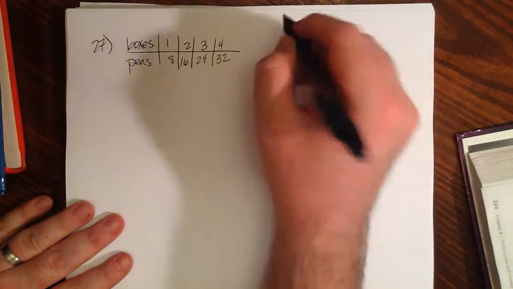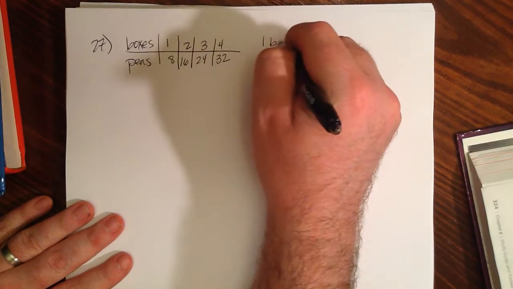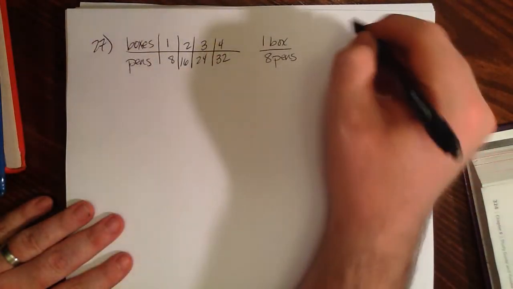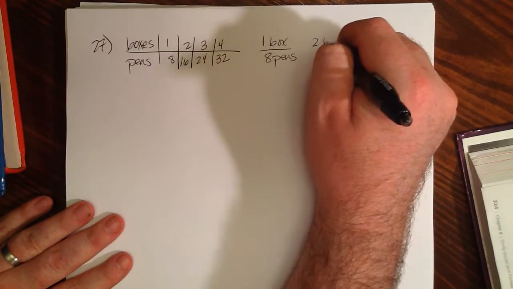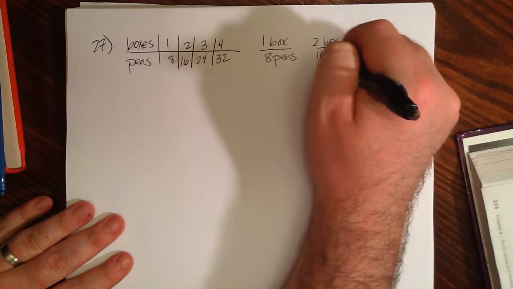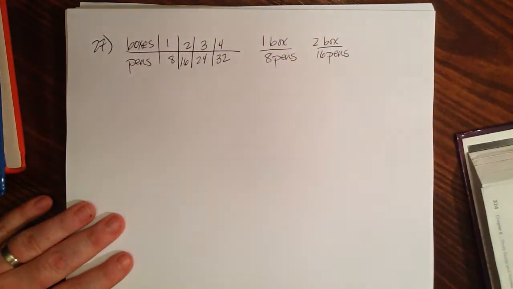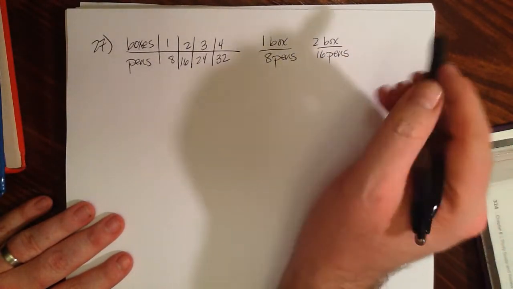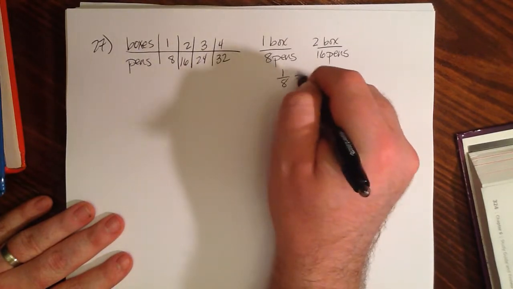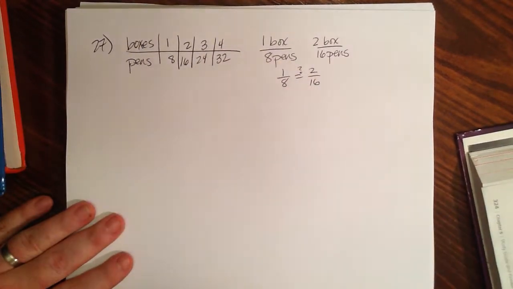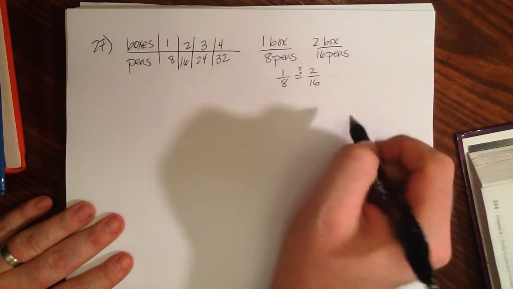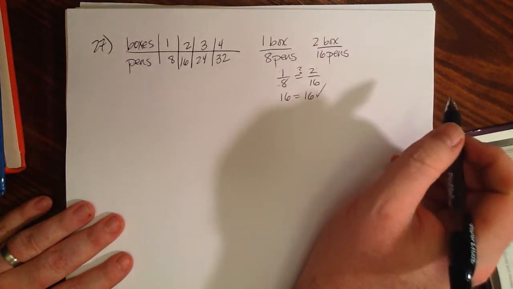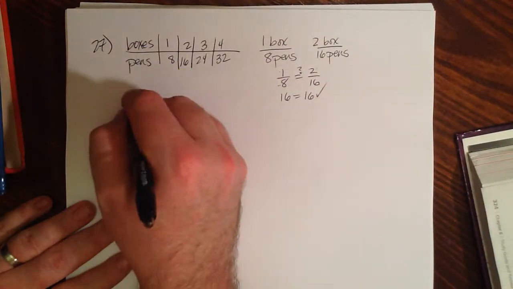Well, the first one says you've got 1 box for 8 pens. Okay, the second one says 2 boxes for 16 pens. Okay, 2 ways you can do this. You could reduce this to be 1 box over 8 pens, which is equal to the original. Or you could ask yourself, are these 2 equal to each other? They're equal to each other if their cross product is the same. 1 times 16 is 16, 8 times 2 is 16. So that works.